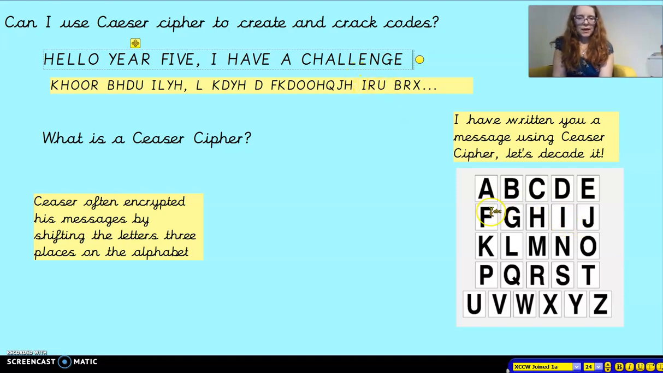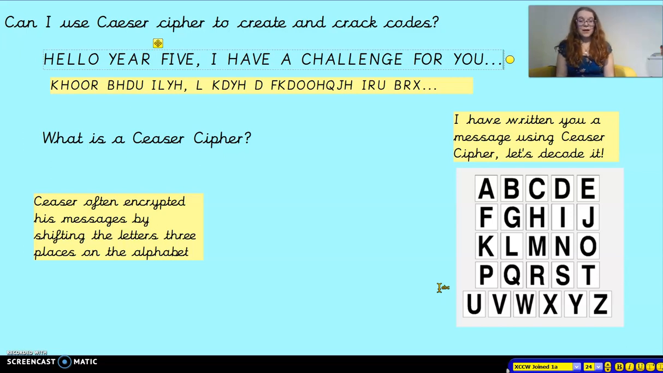Let's see. F, O, R. I have a challenge for, can you guess? B, 1, 2, 3. R, 1, 2, 3. And X, 1, 2, 3. I have a challenge for you. So my cipher has been decrypted and it's hello year 5, I have a challenge for you.